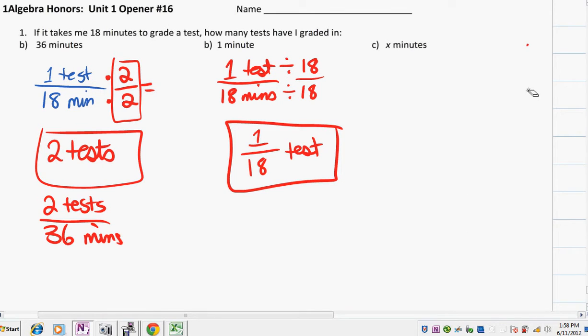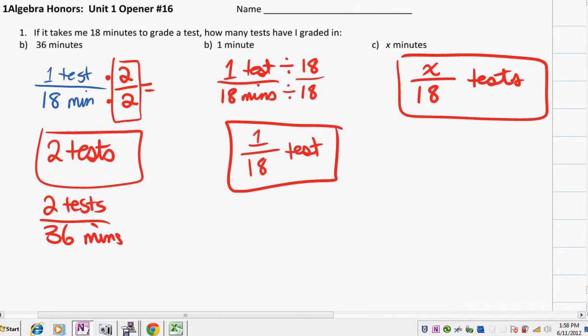In x minutes, I would grade x 18ths of a test, right? Because in 1 minute, I grade 1/18th. 2 minutes, 2/18ths. 3 minutes, 3/18ths. So it seems like that's where the pattern would lead me.